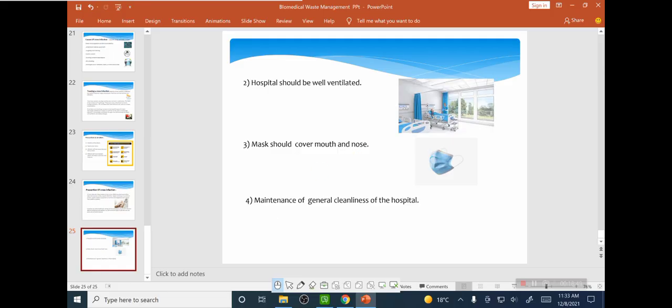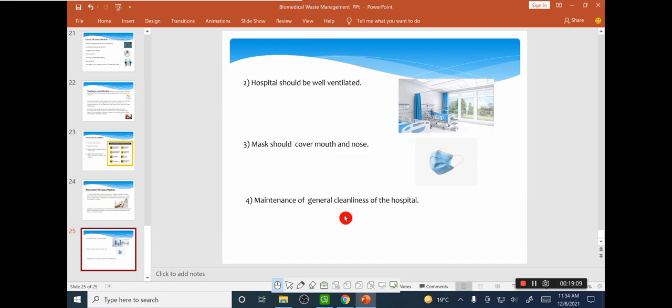And the last step is maintenance of general cleanliness of the hospital. If the hospital is not cleaned properly, then it may cause infection to the patient as well as to the medical staff. It is also harmful for the medical staff.